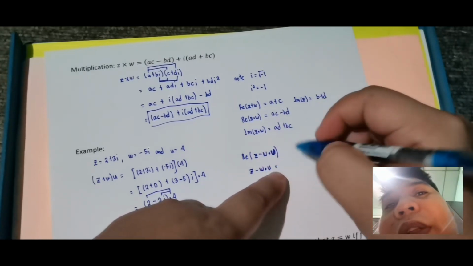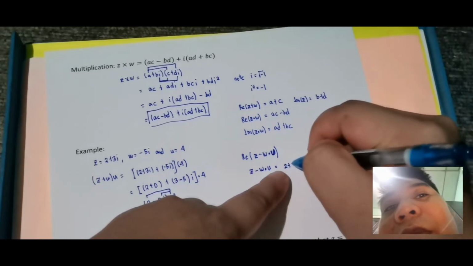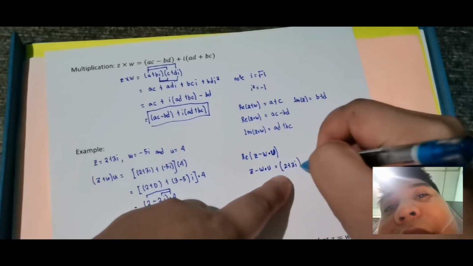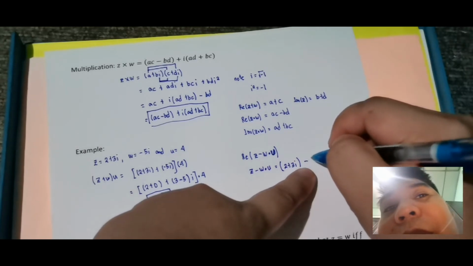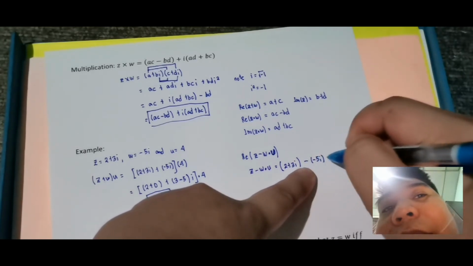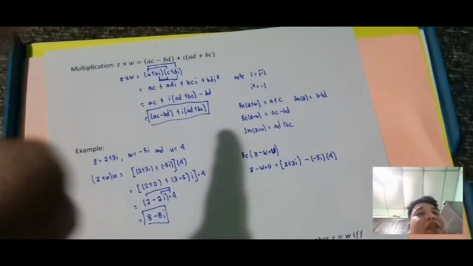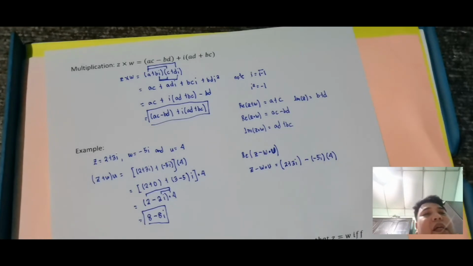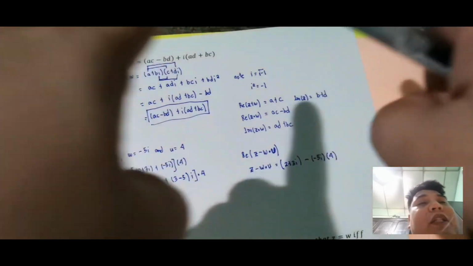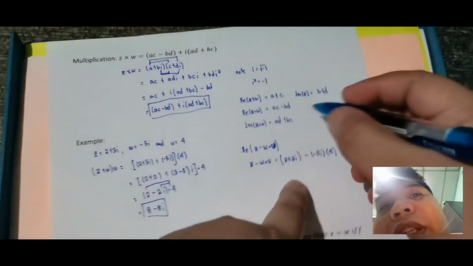Okay, so that is equal sa, ano si Z? That is 2 plus 3i. Okay, lagyan ko ng group, minus W. W is negative 5i multiplied by U, that is 4. Okay, then sundin natin yung formula sa taas. Ano sabi ng product? Ang sabi ng product, first term multiply, minus yung product ng real part minus product ng imaginary part, plus outer plus inner, product ng inner. Or simply, ayusin ko lang to.